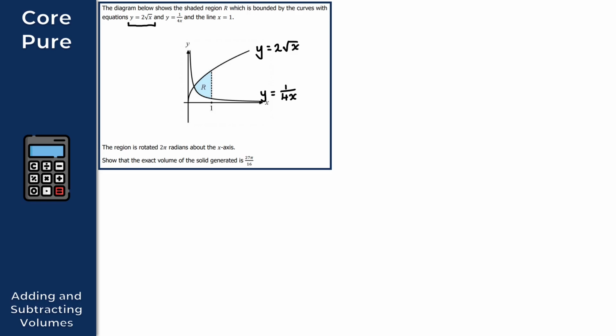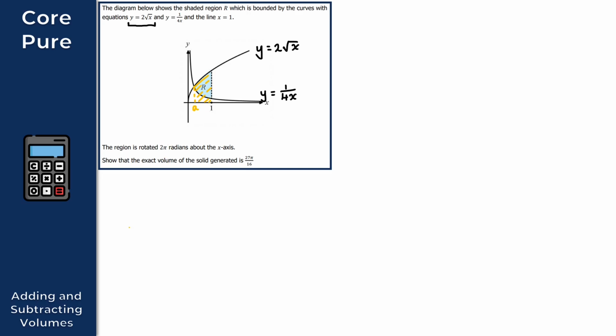So the question says that the region is rotated 2 pi radians about the x-axis, and it then asks us to show that the exact volume of the solid generated is 27 pi over 16. So where do we begin then? Well, let me do this in orange here just to highlight this. When I look at this diagram, I see straight away that if I find the volume underneath this curve between this point here, which we don't know, we'll just call it A, and this point here, 1, then that would give me this volume in orange.